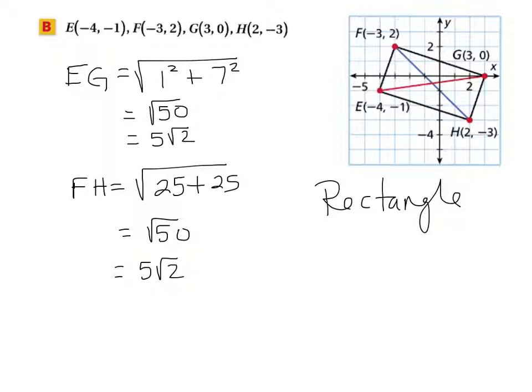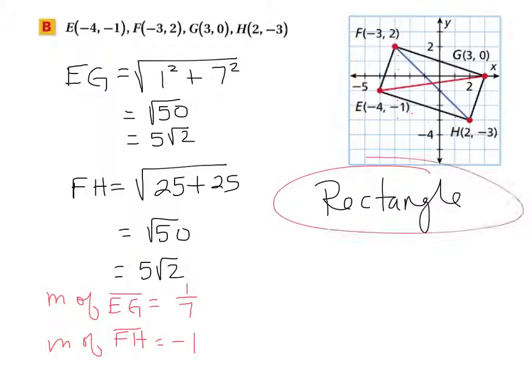Okay, now we're going to look at the slopes. The slope of EG looks like it is going to be up 1, 2, 3, 4, 5, 6, 7. So the slope is 1/7. The slope of segment FH, down 1, 2, 3, 4, 5, is negative 1. So the slope is negative 1. We know that 1/7 is not the opposite reciprocal of negative 1. Therefore, they are not perpendicular. So it cannot be a square, so my answer would be a rectangle.